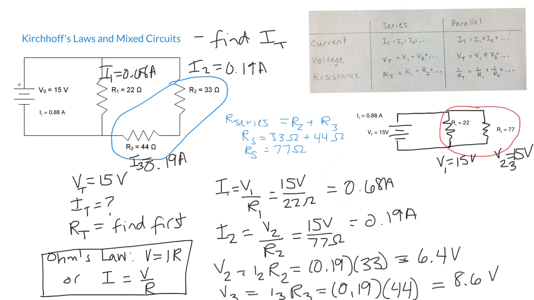So a quick double check, the currents between the two paths, I1 and I2, is 0.68 and 0.1948, would give me the total current, which is 0.88. The voltages here are 6.4 and 8.6, which add up to 15. And the voltage here is 15. So you can do a quick check when you're done. And that's how we can analyze the circuit. We want to focus on at the beginning, though, joining any resistors and getting it down to one equivalent resistance so that we can use Ohm's law.